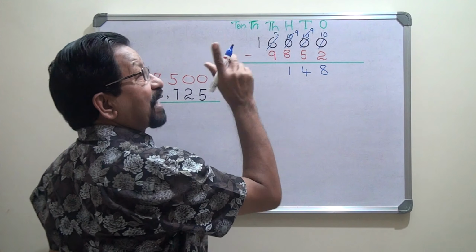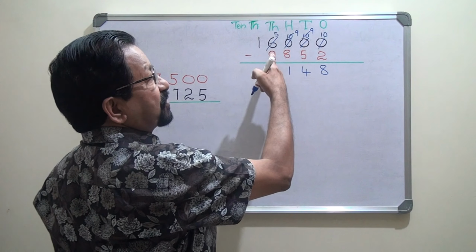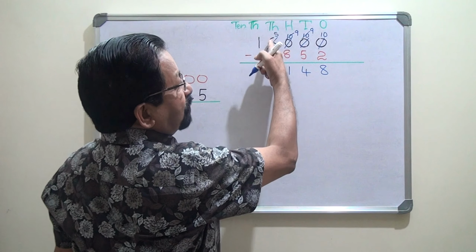Here it was 6000 rupees notes, 6 numbers. From 6, one has been given here, it became 5000. 5000 minus 9000, he cannot give. He came to the 10,000 place. Here this house has only one 10,000 rupees, he gave it to him.